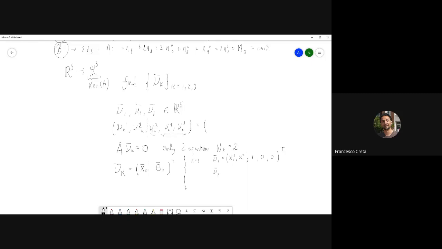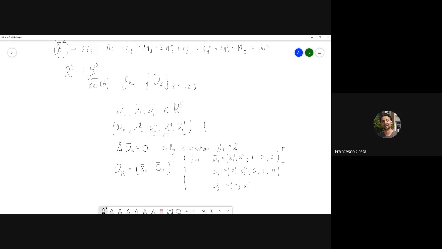Now, for the second vector, I will call these components x2 of component 1 and 2, and remember, these have to be independent, so I will use an independent basis here, the second canonical vector. Now for 3, I'll call it x3.